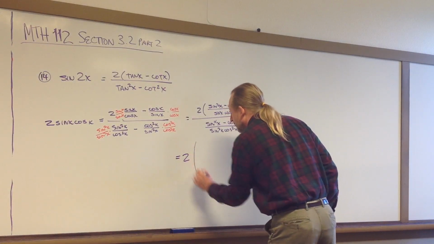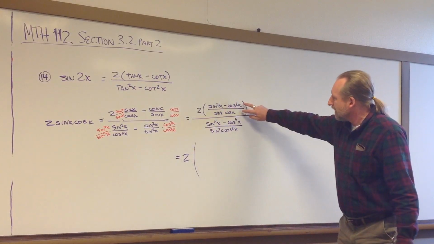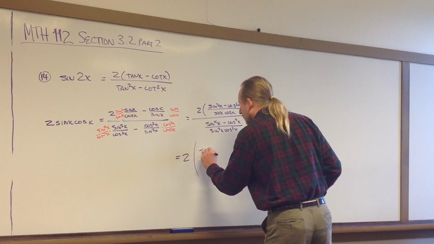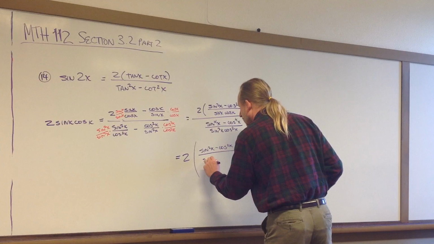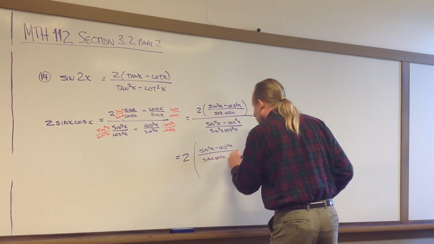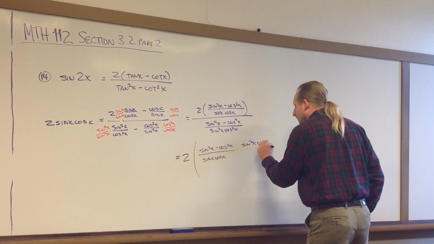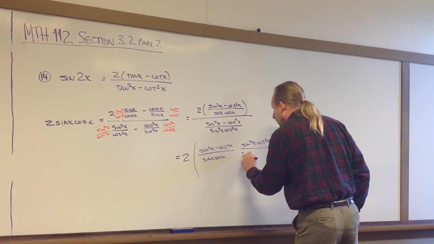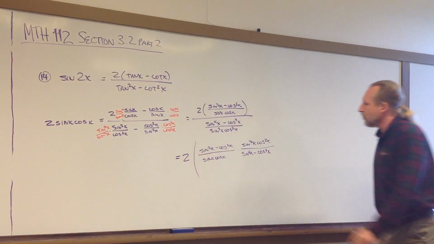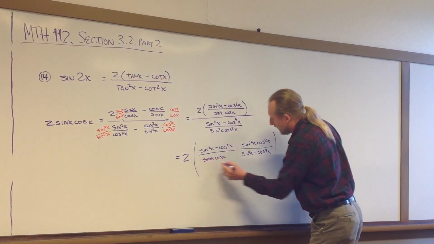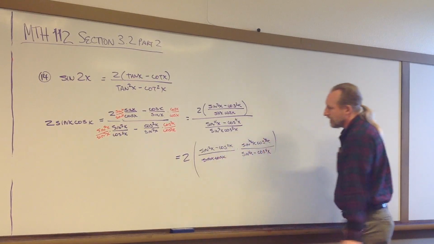So I'm going to pull the 2 out and just put it out in front of everything. And then I'll have the numerator, sine squared minus cosine squared over sine x cosine x. And then we'll multiply by the reciprocal in the denominator. Okay, so now I'm seeing where this is headed. For one, each of these will cancel out one of these. So this sine will cancel out one of these, and this cosine will cancel out one of those.